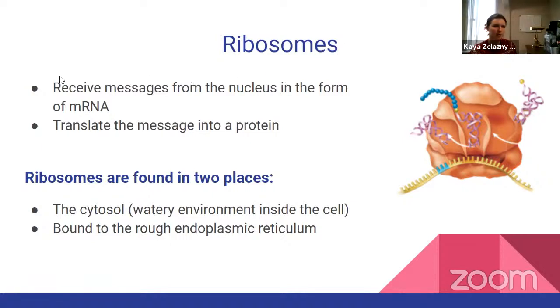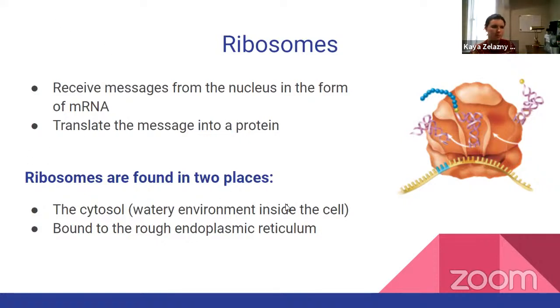So the ribosomes receive a message from the nucleus. They're going to receive a signal in the form of mRNA, which we'll talk about in our next unit. They're going to translate that message into a protein. We'll talk about that process in a lot of detail in the future as well. What I want us to know for now is where our ribosomes are. One place we're going to find them is out in the cytosol. The cytosol, or the cytoplasm, is the watery environment inside the cell. So we've been saying that there's water outside the cell, there's water inside the cell. The cytosol is that water inside the cell, essentially.